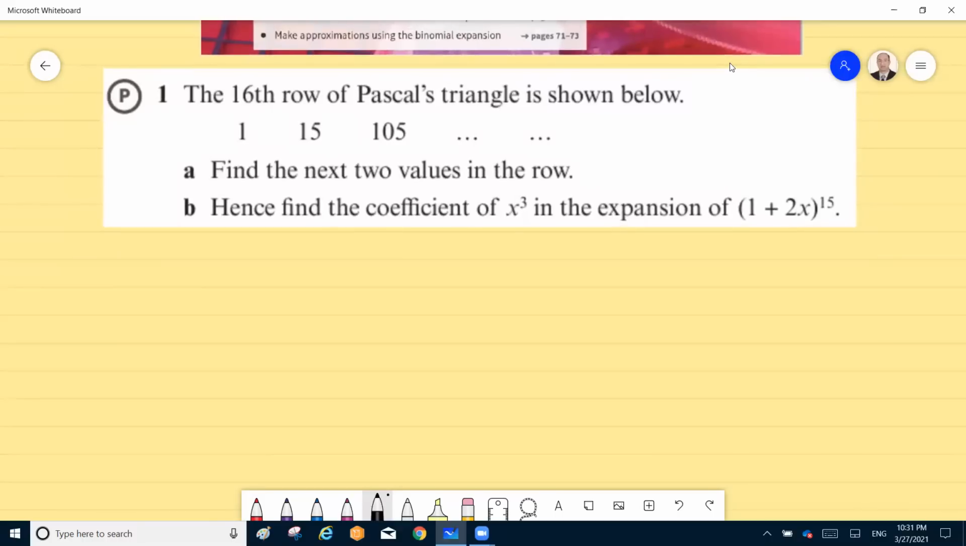Number 1. The 16th row of Pascal's triangle is shown as 1, 15, 105, and so on. Find the next two values in the row. The second number in Pascal's triangle gives you the power of the binomial. So the first number is 15C0, the 15 is 15C1, and 105 is 15C2. The next number will be 15C3, and the next number 15C4.